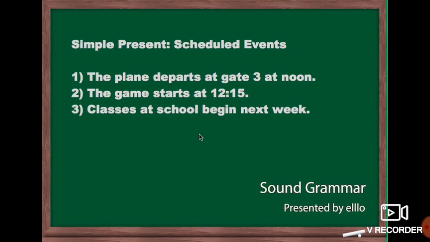Alright, so we are going to watch one more video, and this time the video will teach you how to form a sentence using simple present tense in a negative form, with the word not, to show a scheduled event.